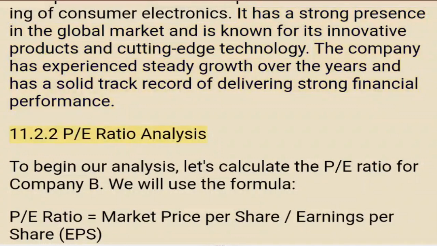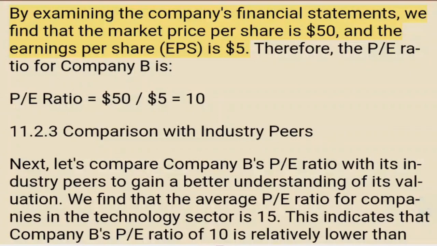11.2.2 P/E ratio analysis. To begin our analysis, let's calculate the P/E ratio for Company B. We will use the formula: P/E ratio equals market price per share divided by earnings per share, EPS. By examining the company's financial statements, we find that the market price per share is $50, and the earnings per share, EPS, is $5. Therefore, the P/E ratio for Company B is $50 divided by $5, which equals 10.